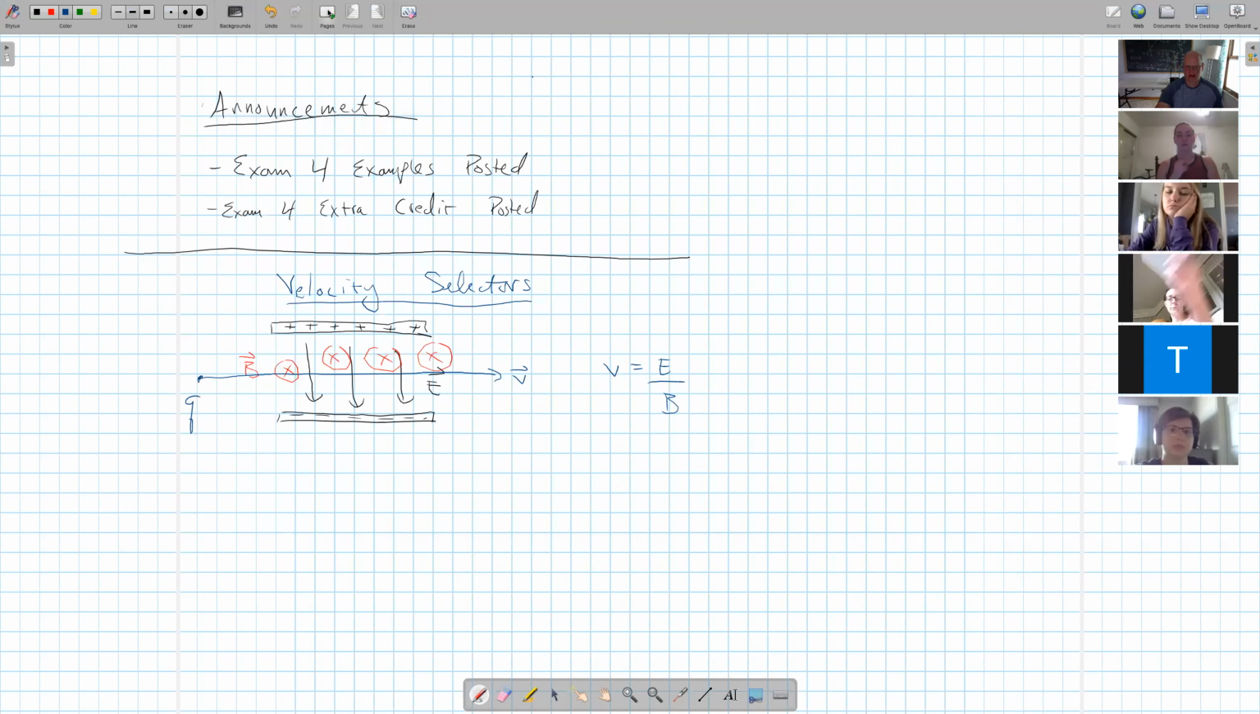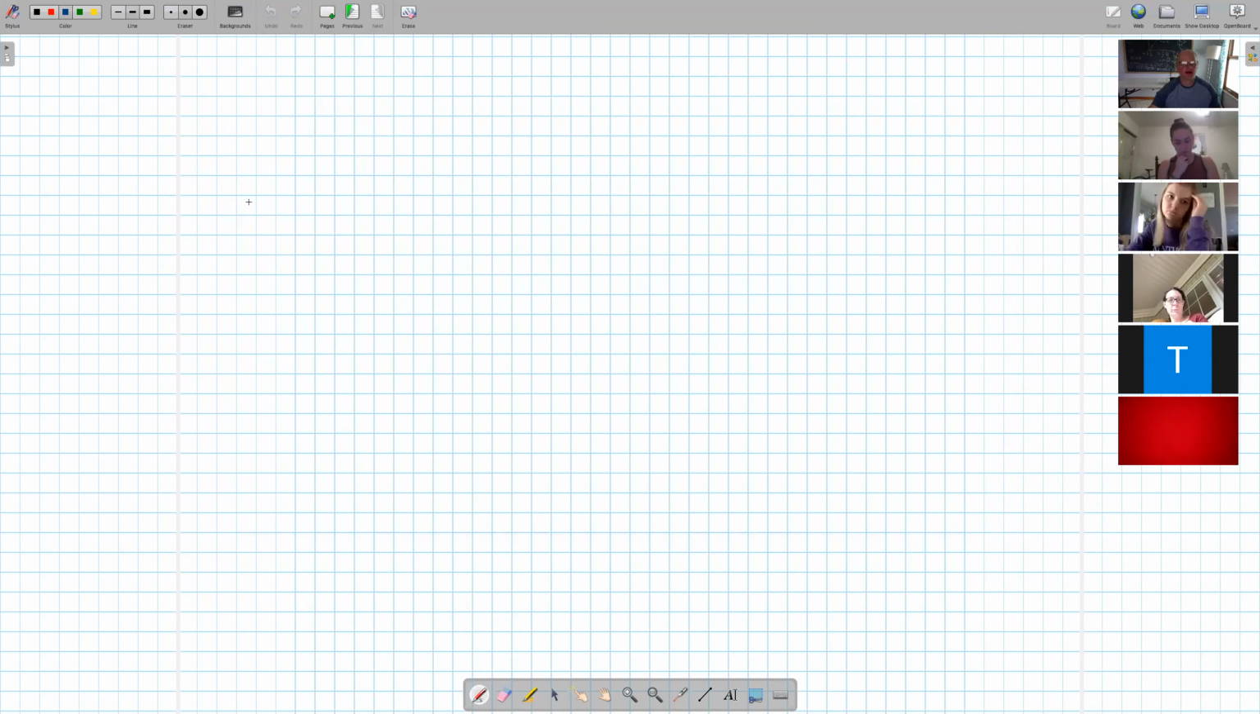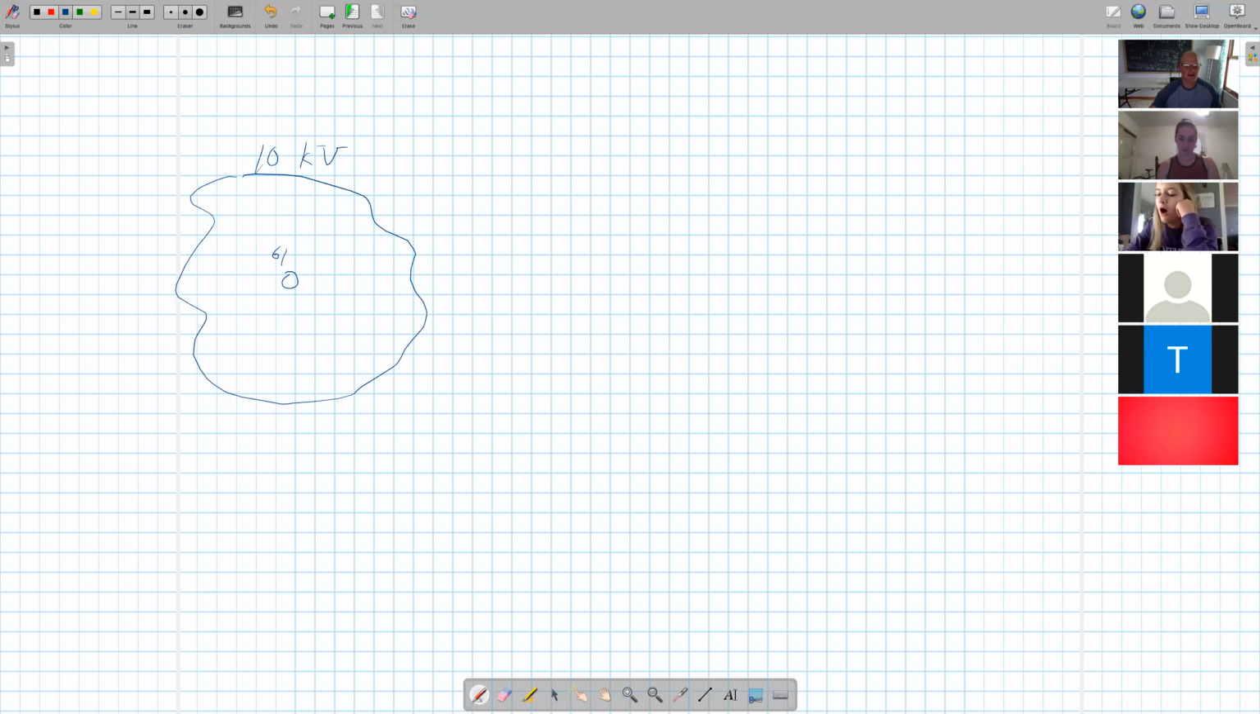So let's draw the scenario here. Basically, we have some region here, 10 kilovolts worth of potential. We're going to take our lithium ions. So this is our lithium-6. And we're going to cause this guy to go from 0 initial velocity, so he accelerates through and then comes out of the region with some final velocity. Then we're going to take the parallel plate capacitor velocity selectors here.